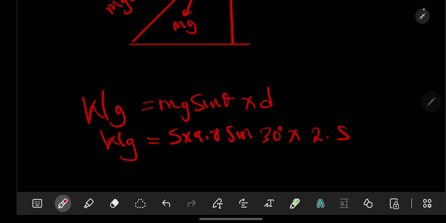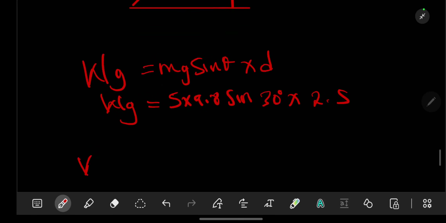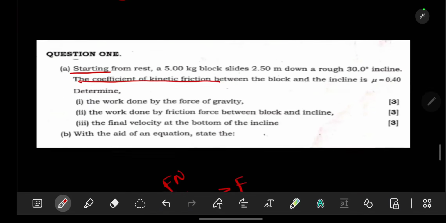So we can multiply 5 times 9.8 times the sine of 30 times 2.5. This gives us a value that is equivalent to the work done by gravity being equal to 61.25 joules, like that. So we get our 3 marks there.